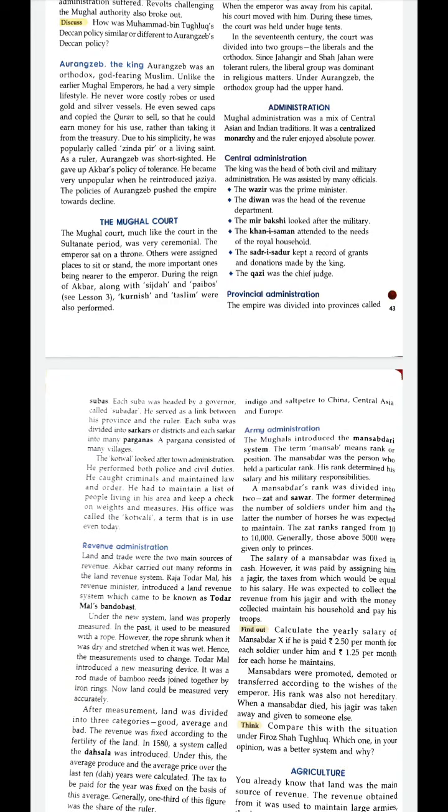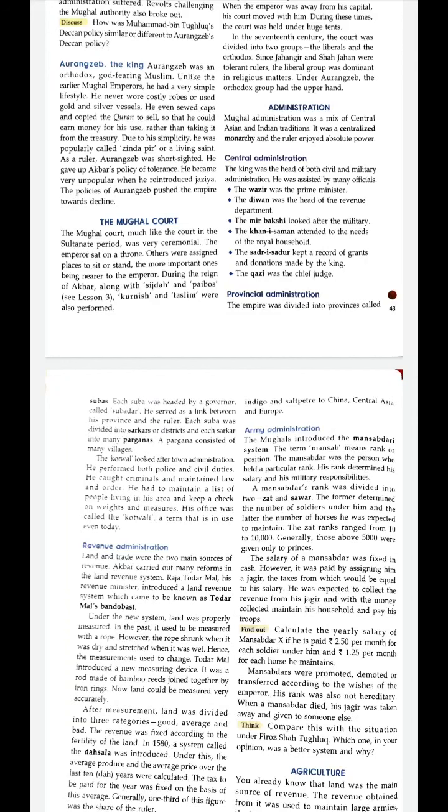So today we will be studying how those rulers ruled, what type of court there was during that time, and what type of administration was followed during that time. Clear? So we are going to study the Mughal court and its administration today. Okay, so now let's start.